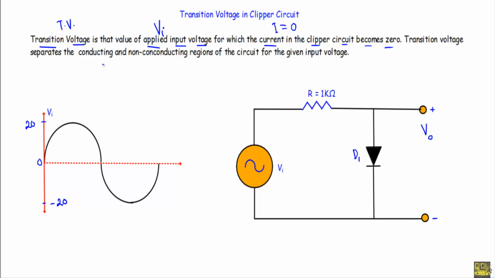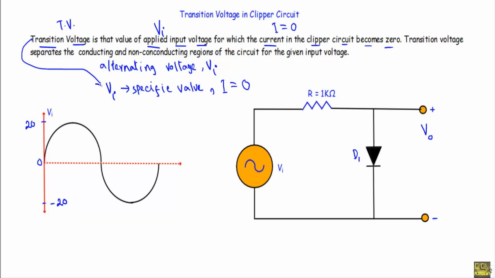See, at the input side of any clipper circuit, we apply an alternating signal. That alternating voltage Vi changes its magnitude with respect to time, so it is a time varying quantity. So we will get a specific value of input voltage Vi for which the total current in the circuit I will be equal to 0, and that specific value of input voltage is the transition voltage.